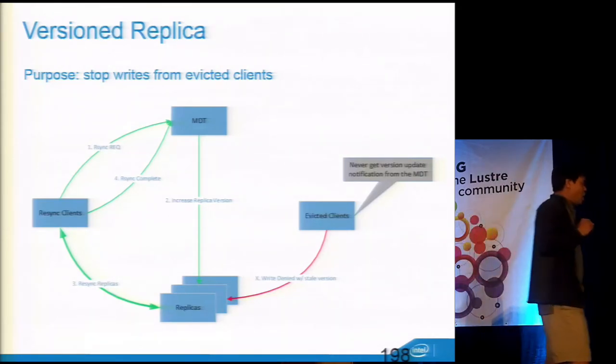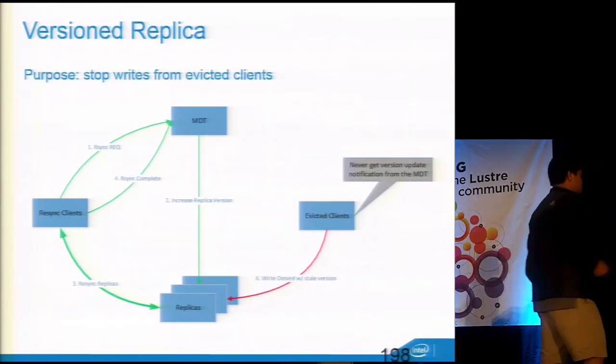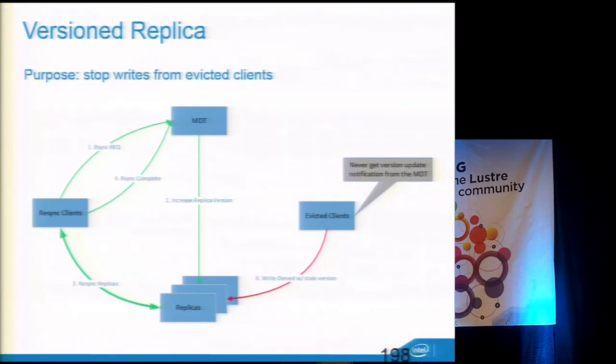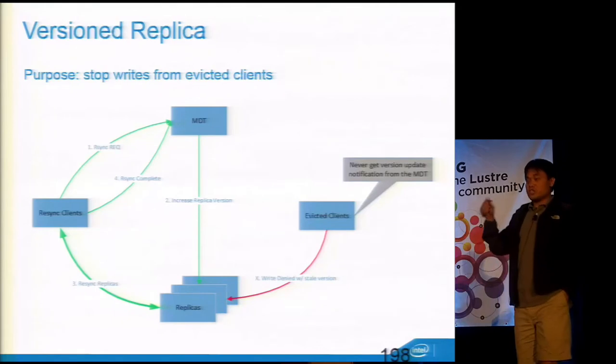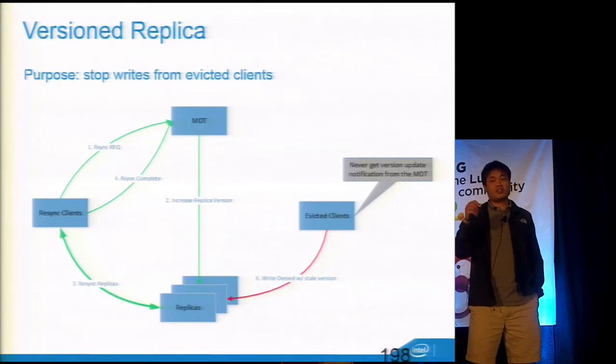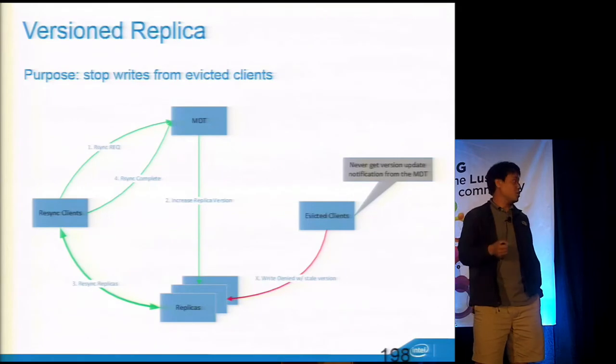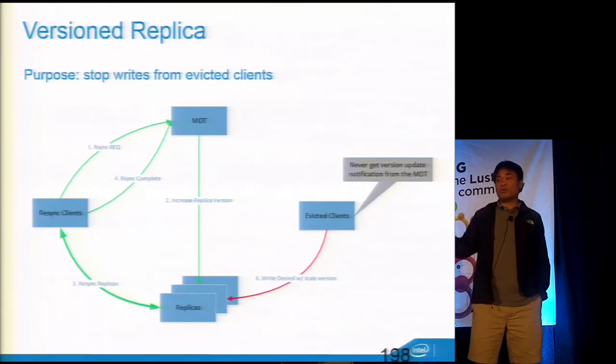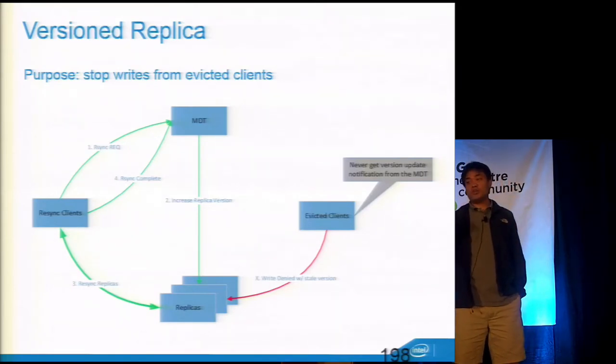So let's take a look at the diagram. First, the resynchronization client sends a resynchronization request to the MDT, and then the MDT will increase the version number, and transfer the new version number to the OST. After this is done, the resynchronization client can start the data copy, and after that, the resynchronization client can notify the MDT, so the MDT can bring stale replicas to be valid again.